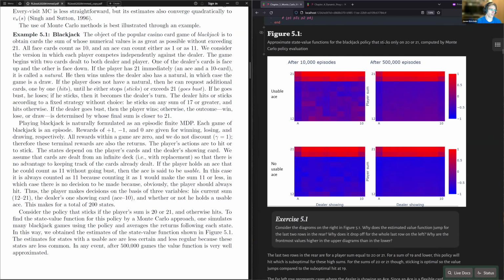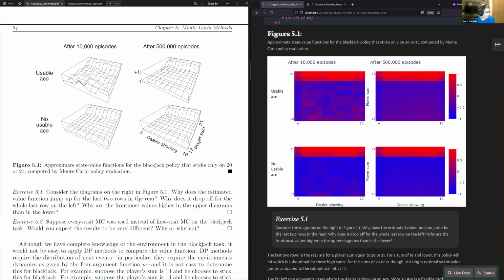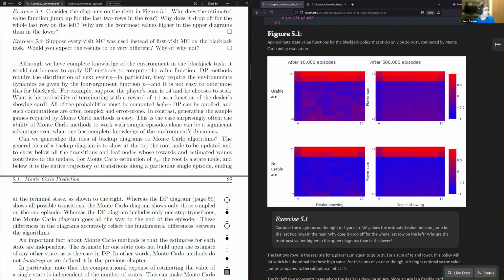But in the end, you end up taking this policy that sticks. This is a pretty simple policy. It sticks on a sum of 20 or 21, otherwise it hits. And then this is showing that the value function converges, that there's less noise once you go out to 500,000 episodes instead of 10,000 episodes. So sample it.